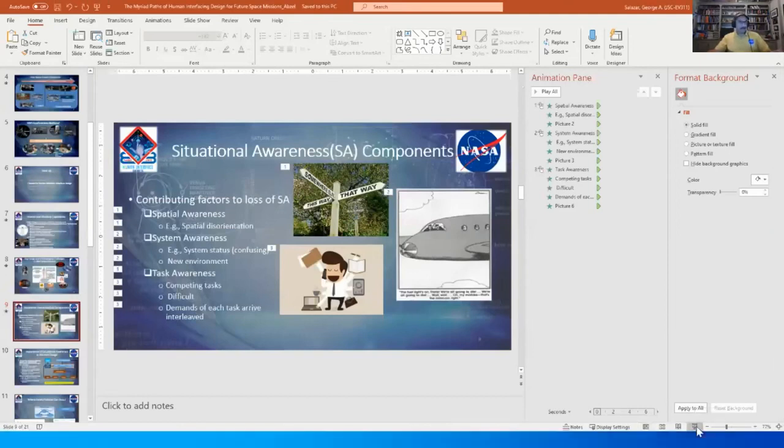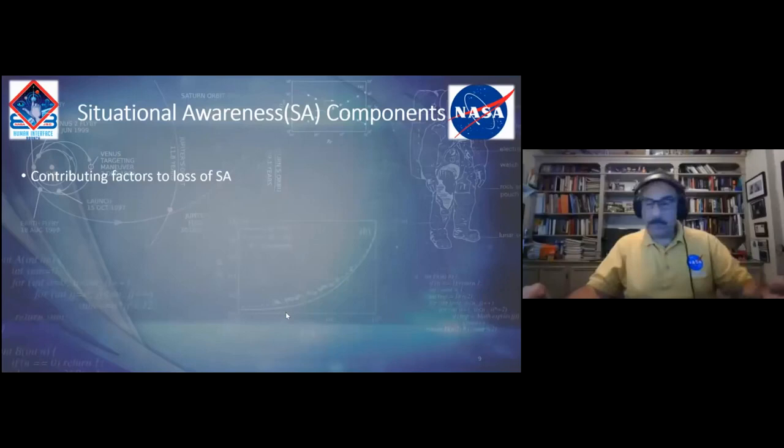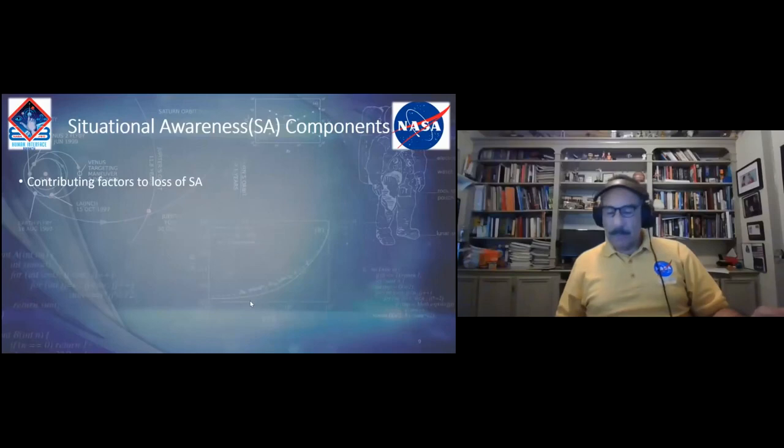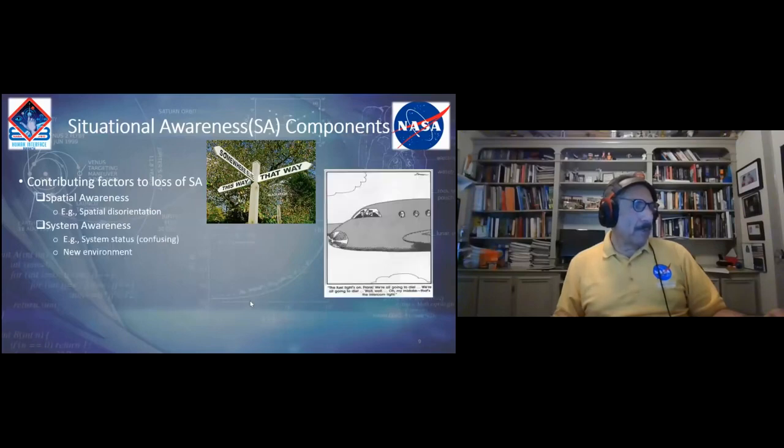I'm going to go back to presentation mode and start picking up on situational awareness because this is now starting to get into the human interface factors affecting human interface design. So here, a contributing factor in situational awareness, and let me just say that situational awareness is basically understanding what's going on. You first have spatial awareness. Okay, where am I? Am I up? Am I down? Am I sideways? Or which way am I? And then you look at the system awareness.